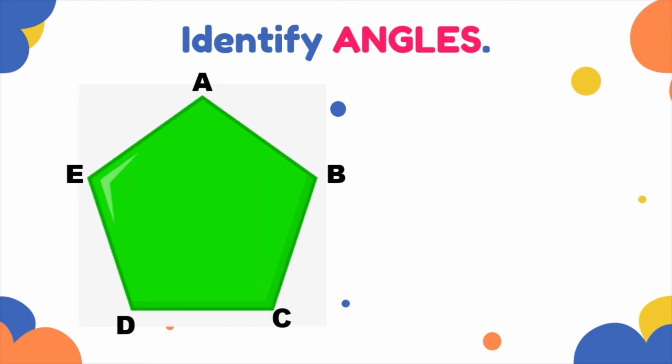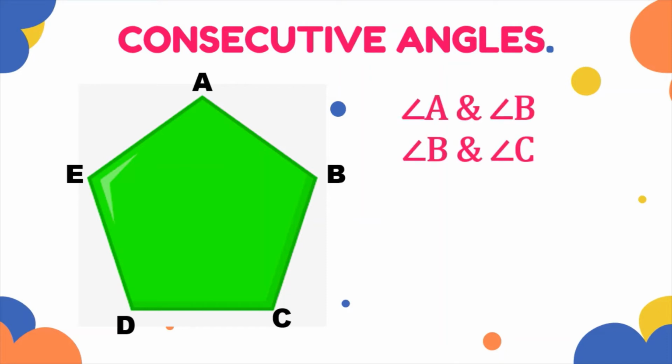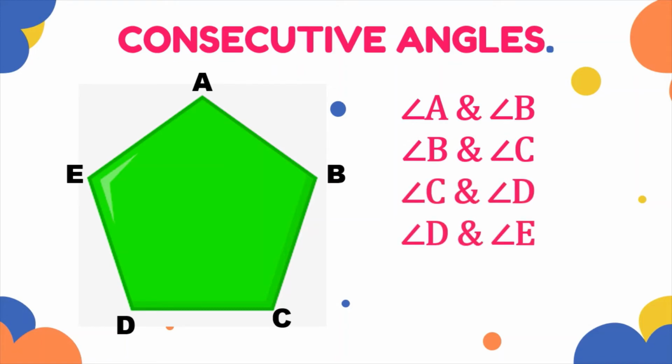Identify angles. So, angle A, yung mga vertex na, gagawin nyo lang siyang angle. So, angle A, angle B, angle C, angle D, and angle E. Consecutive angles. Angle A, and angle B. Angle B, and angle C. Angle C, and angle D. Angle D, and angle E. Angle E and angle A. Tandaan nyo, kapag sinabing consecutive, that will be magkasunod.